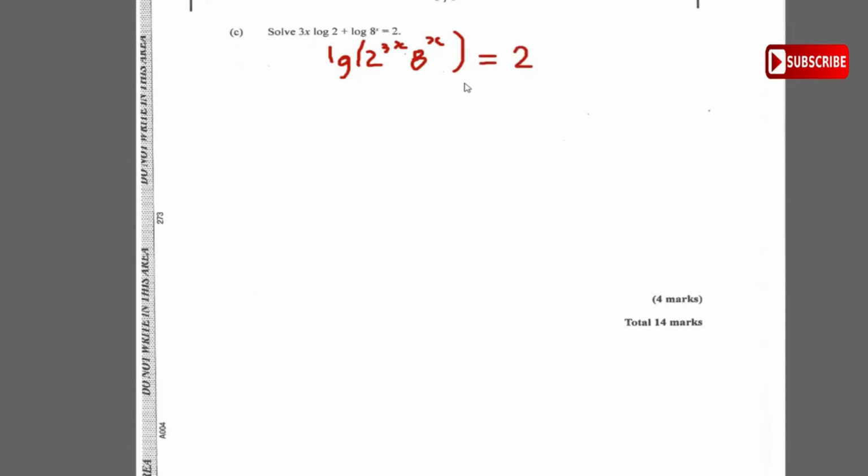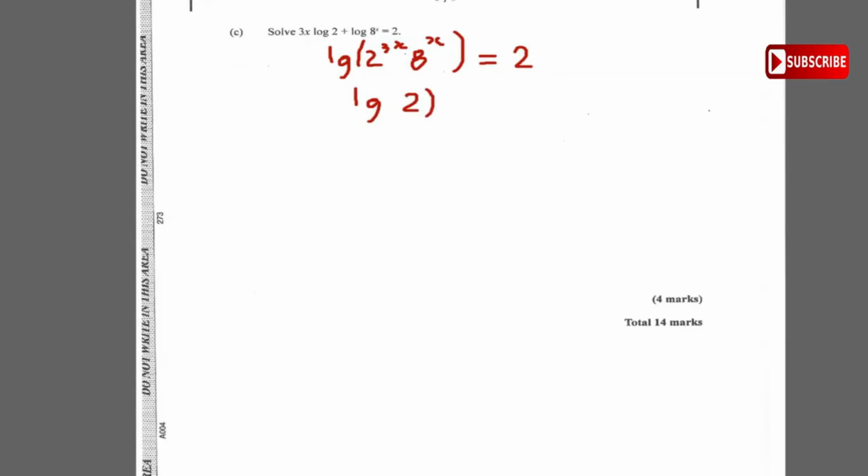All right, the log of all of this is equal to 2. That's the easiest way to solve it in my estimation. Because then I notice that if this is equal to this, now I can simplify this part as log of 2 to the 3x. In reality, 8 to the x is the same as 2 cubed, so this is really 2 to the 3x.